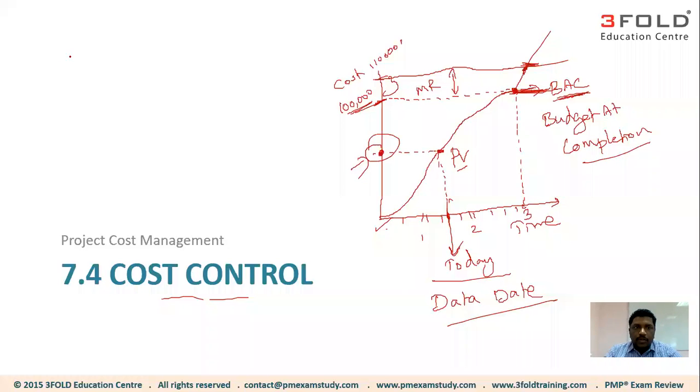So the first one is BAC, the total budget at completion. The next one is planned value. For this project, for example, the budget at completion could be 100,000. The planned value could be, let's say, roughly about 50,000, because it's a $100,000 project and we are somewhere in the middle. We don't get much more than these two pieces of information from your S-curve. The S-curve gives you only the planned value and the budget at completion.